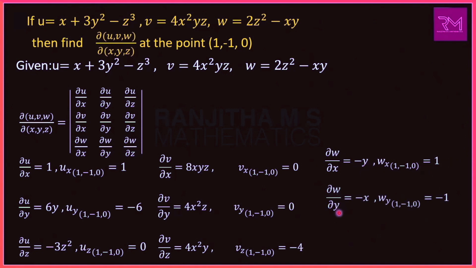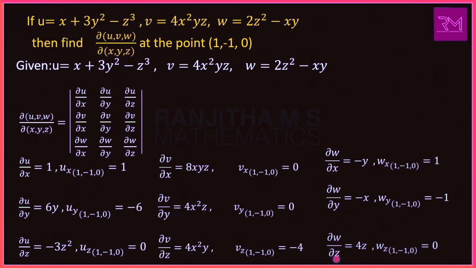Similarly, del w by del y value is, here we have to treat x and z value as constant. So this term is 0. Minus, here to treat x as constant, hence we get minus x value as del w by del y. We have to substitute x value as 1, we get the value of wy, that is del w by del y value as minus 1.